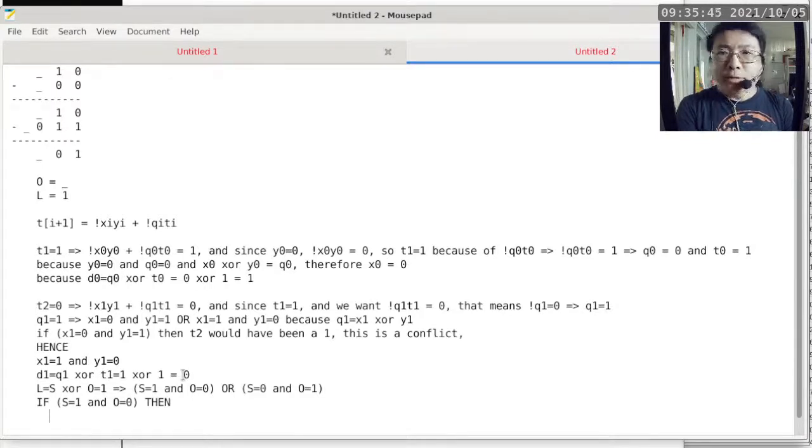Right, okay, so I'm working on this one. So if the sign flag is a 1 and overflow is a 0, okay, so now we say sign is the same as D2. So if D2 is a 1 and T2 is a 0, then we know that Q2 is going to be a 1.